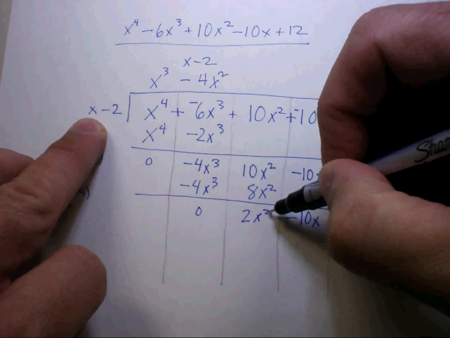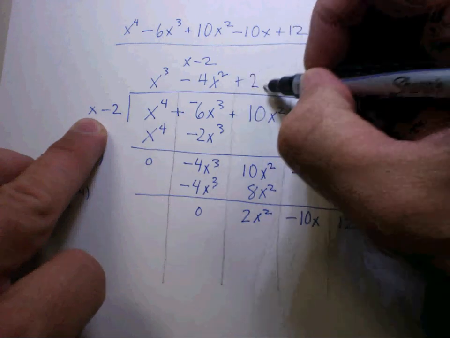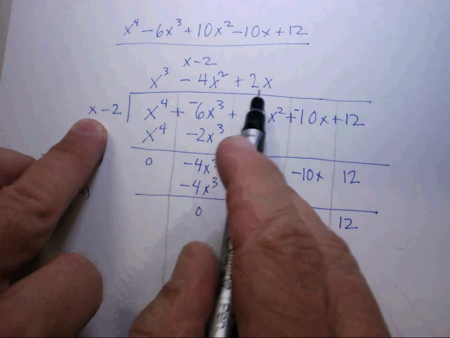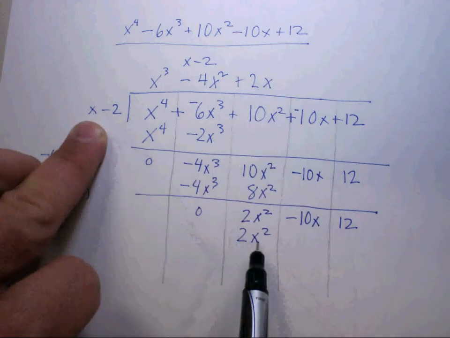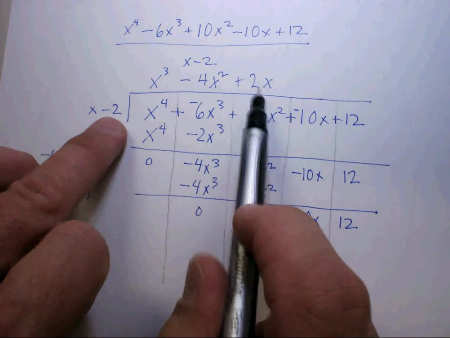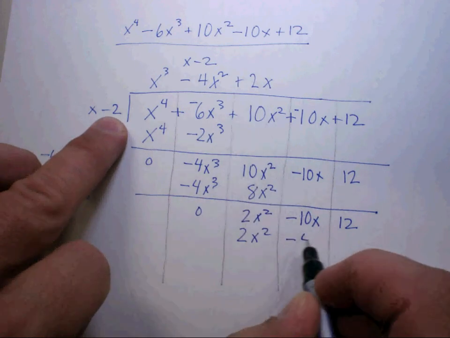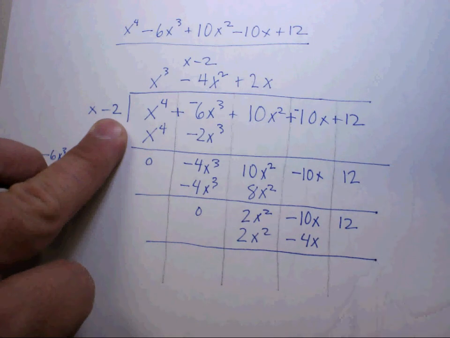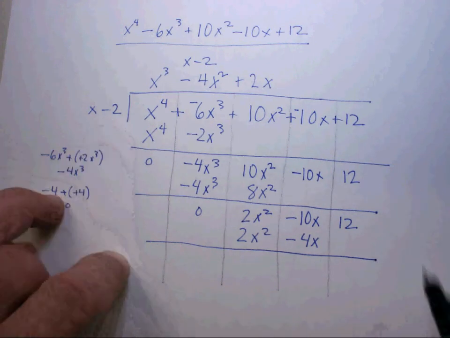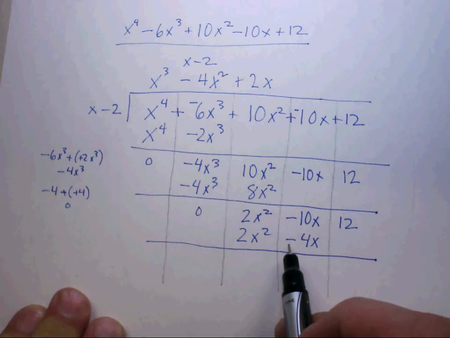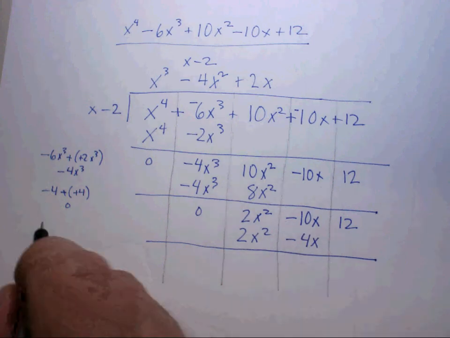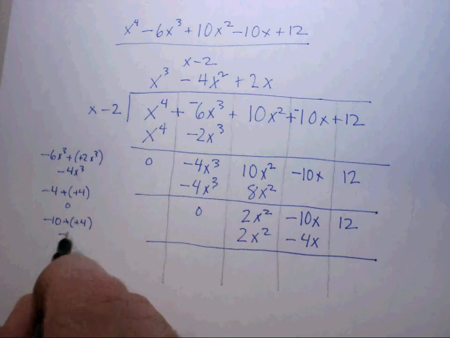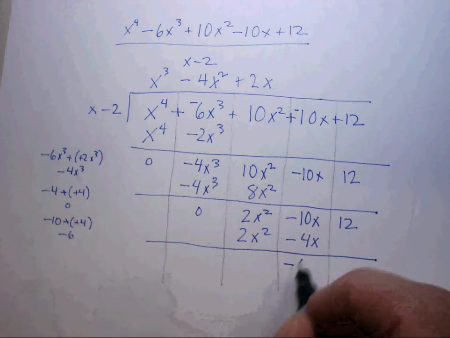10 minus 8 gives me 2. Bring down the x squared. That just comes down, as does that. Start all over again. What times x gives me 2x squared? The answer is plus 2x. So that times that, 2x squared. That times the negative 2 gives me negative 4x.